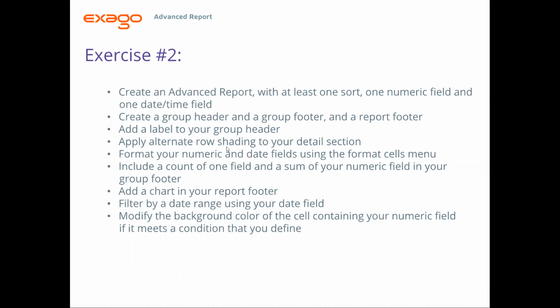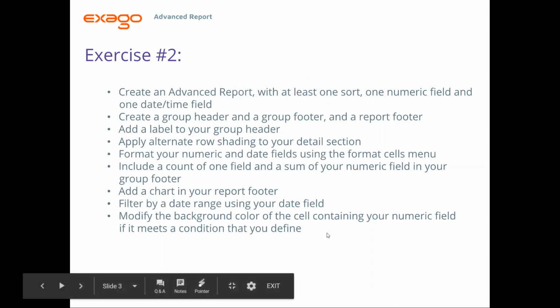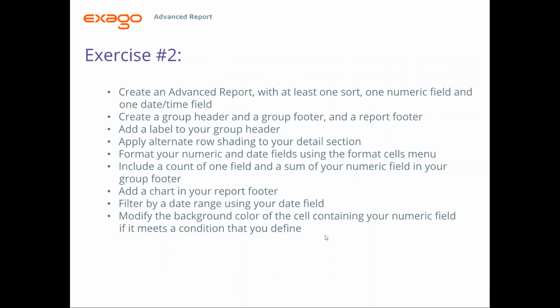Apply alternate row shading to your detail rows. Use cell formatting to modify the way you display your numeric as well as your date field. Include formulas to count one field and sum the numeric field in the group footer. Add a chart to the report footer. Filter by a date range using the date field included on the report. And finally, conditionally change the background color of the cell containing the numeric field if it crosses a benchmark that you define.